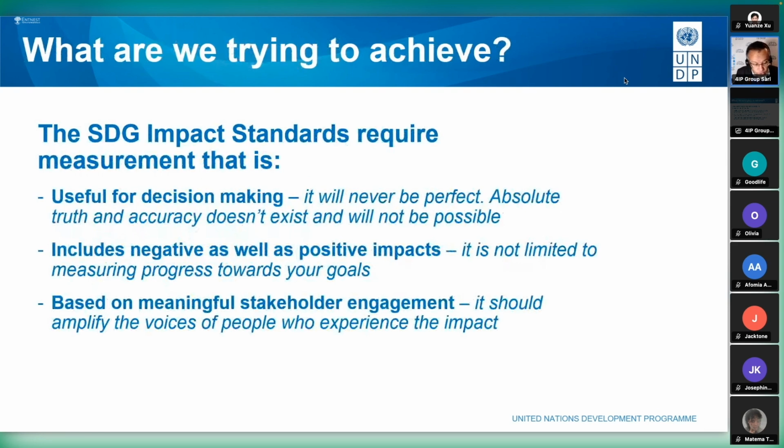Okay, so what are we trying to achieve? The SDG Impact Standards require measurement that is useful for decision making. We all recognize that it's never going to be perfect, but as you also know, absolute truth and accuracy doesn't exist and will never be possible. And it also includes negative as well as positive impact, as I just mentioned before. So it is not limited just to measuring progress towards your positive goals. It's also about how you diminish your negative impact.